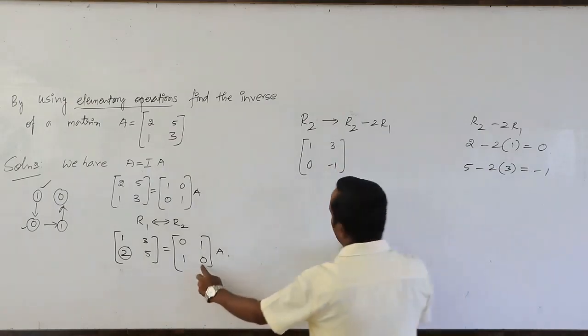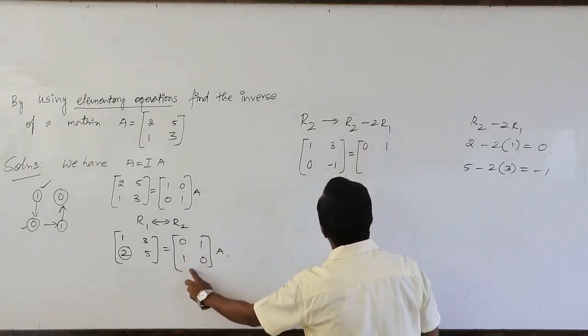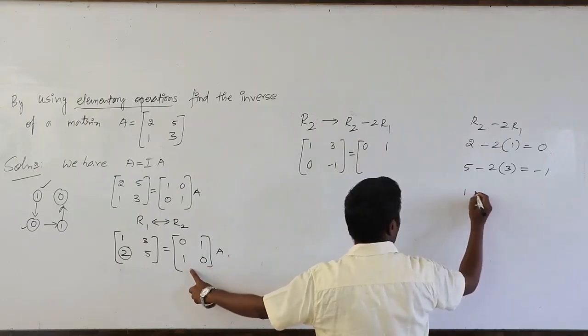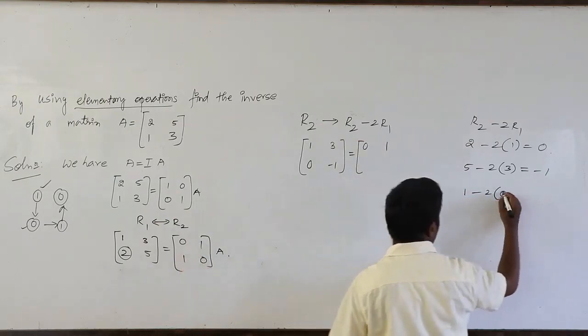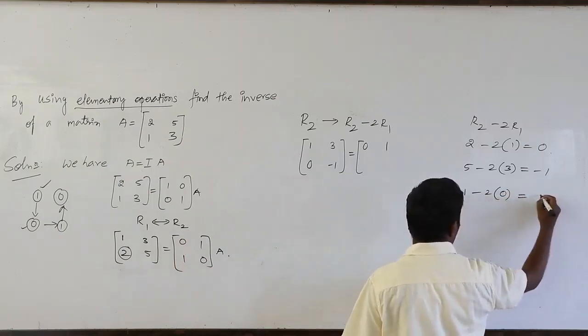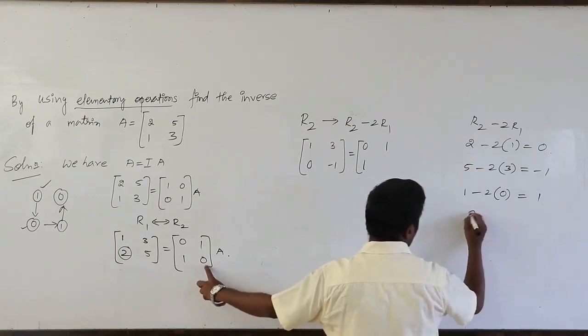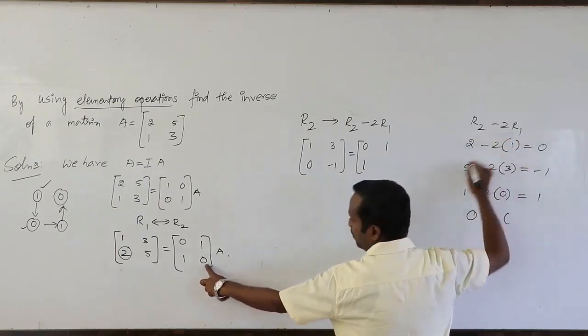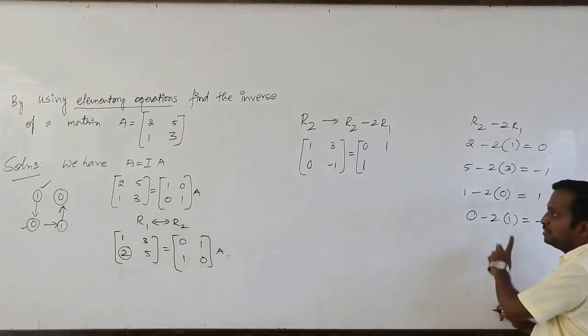Okay. Next, keep R1 as it is here. R1 does not change, R2 changes. R2 minus 2 R1. R2 is 1 minus 2, R1 is above that 0. So 1 minus 0, 1. This is 1. Next 0 minus 2. R1 is 1. Above that R1 is what? 1. So it is minus 2. So this is minus 2.